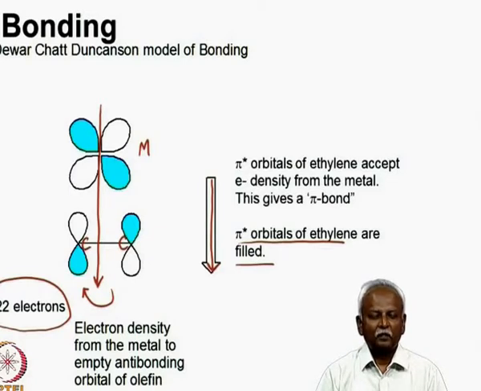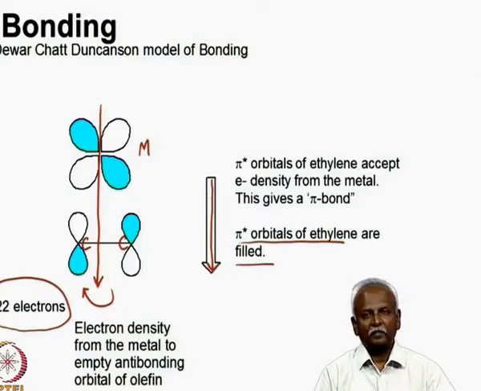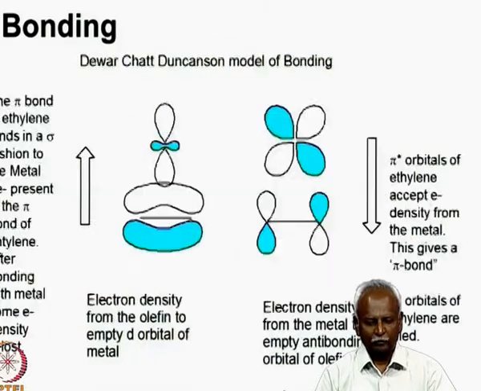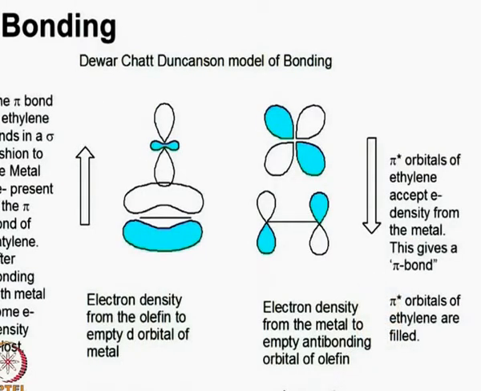So, this Dewar-Chatt-Duncanson model suggests that there is a synergistic interaction between the metal and the olefin. Here I have pictured both interactions in the same slide, and you can see how the two complement one another, and it is a completely synergistic interaction. One of course has sigma symmetry and the other has pi symmetry.